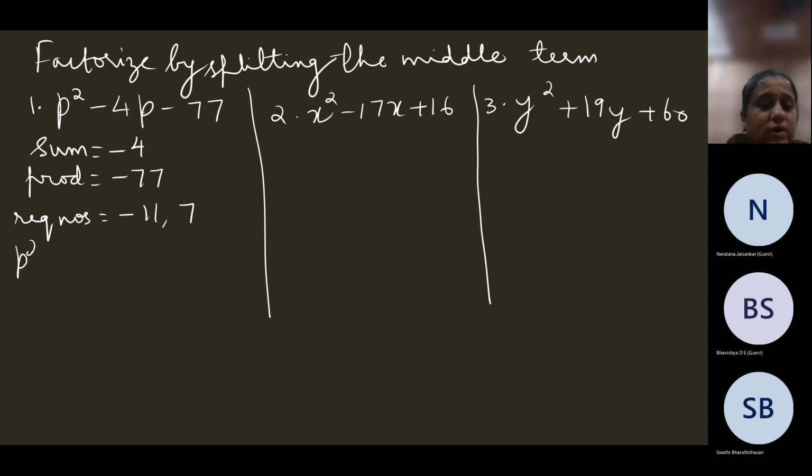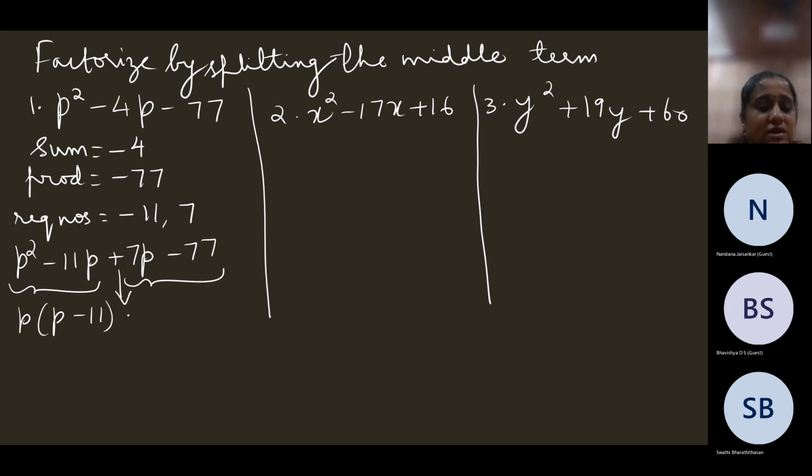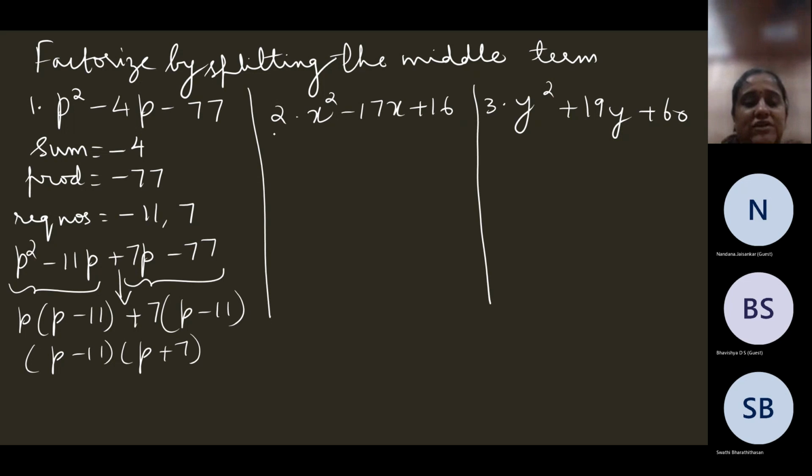So it's going to be p square minus 11p plus 7p minus 77. Group the first two terms and the last two terms. P is common, p minus 11. Then this plus as it is, 7 common, p minus 11. So p minus 11 into p plus 7. These are the two factors of the given expression. Take down. If you can find this homework, check your answer. If you can't find it, work it now in the class.